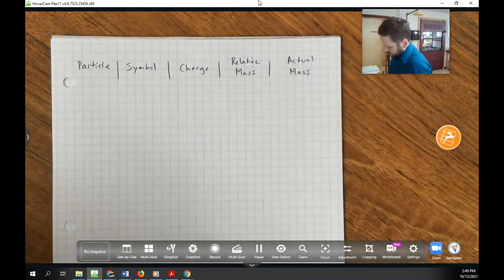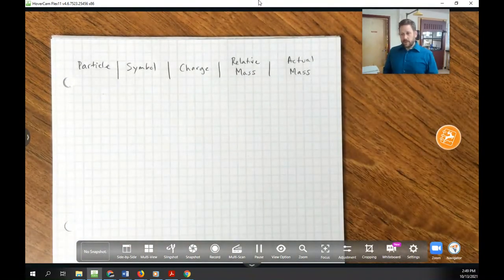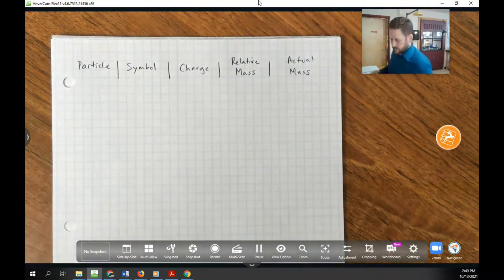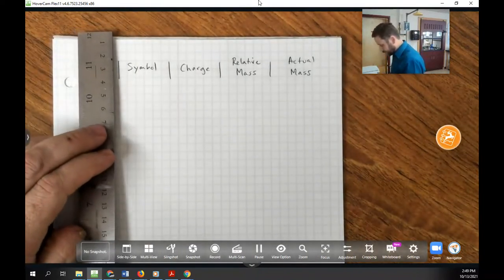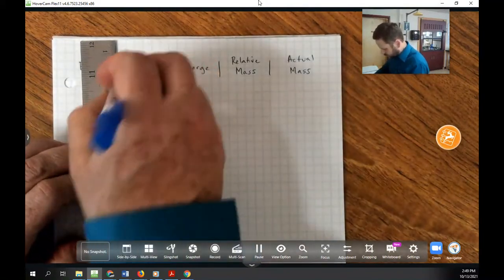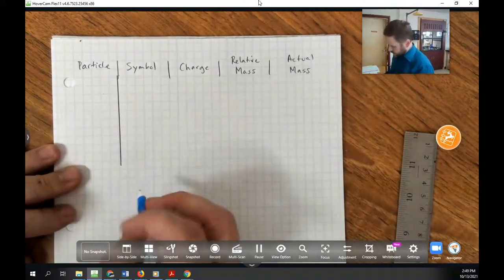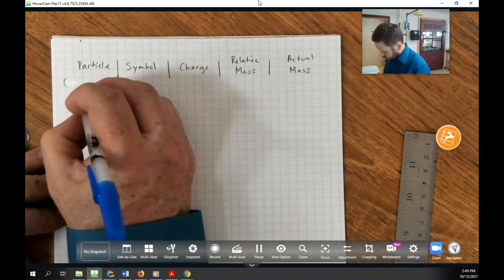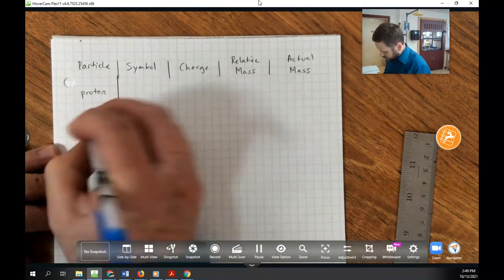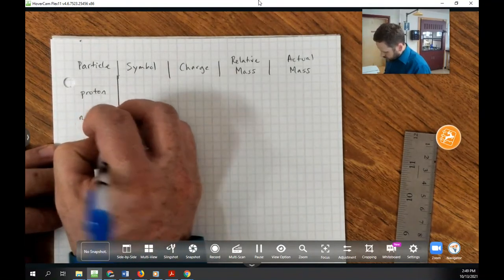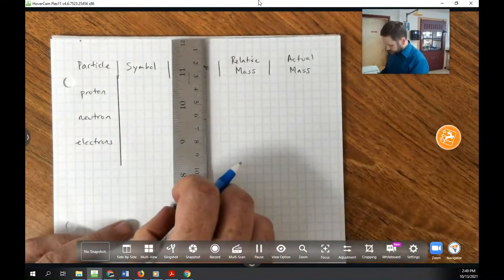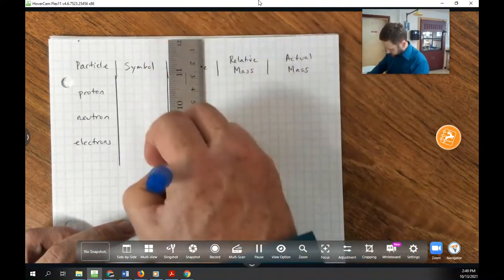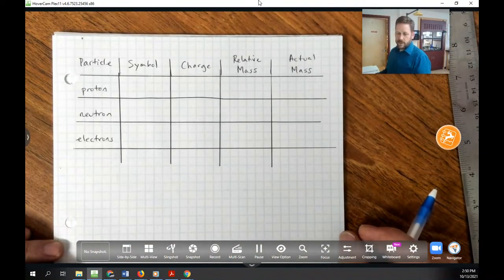So we may want to draw a line separating these columns, but if you just want to estimate, then that works as well. I'll go ahead and take the time to draw some lines here to make it a little bit more neat. There are going to be three particles we're talking about, so that's about how long that line should be. The particles that we're going to be talking about are protons, neutrons, and electrons. So there's a data table we can work with.